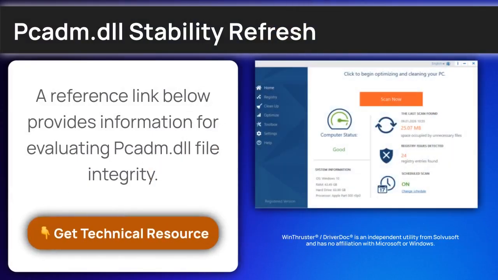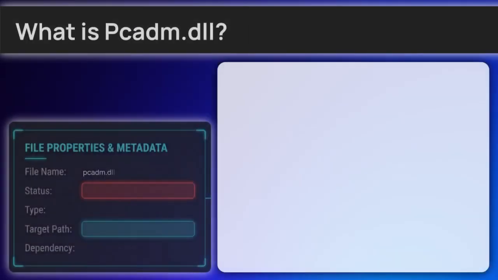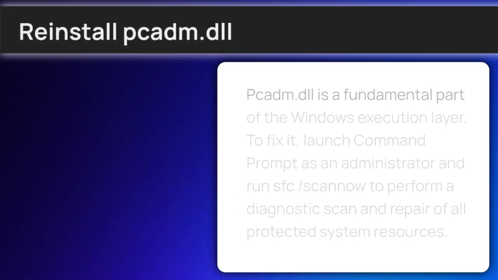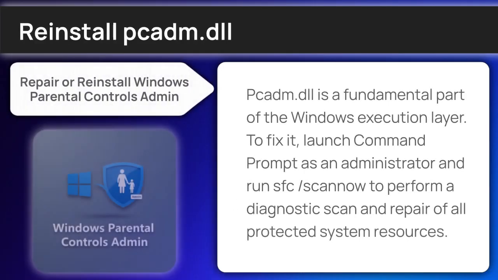system is properly synchronized. This is the Pcadm Library, the Parental Controls Administrative Module. It manages the unmanaged orchestration of parental control policy enforcement and website filtering. It facilitates the data link between the policy engine and the local user account manifests. Now that you know how the file works, let's focus on the how and fix the issue. Pcadm is a fundamental part of the Windows execution layer.